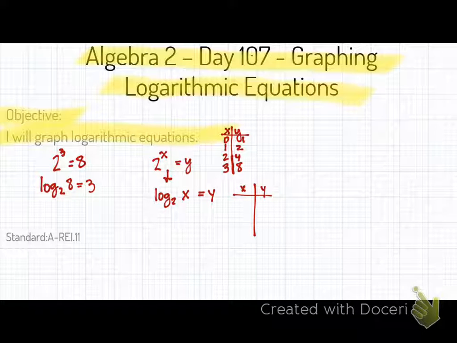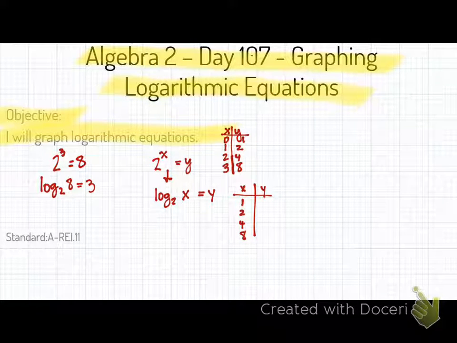So watch carefully how I do this. I'm going to put in ingredients for x, and then you're going to tell me what the outputs are, okay? Ready? I'm going to put a 1 in here. 2 to what power is equal to 1? 0, that's right. Not 2, not 1, but 0. Log base 2 of 2 is what? 1, good. Log base 2 of 4 is 2, and log base 2 of 8 is what? 3, right? Do you see a pattern here?